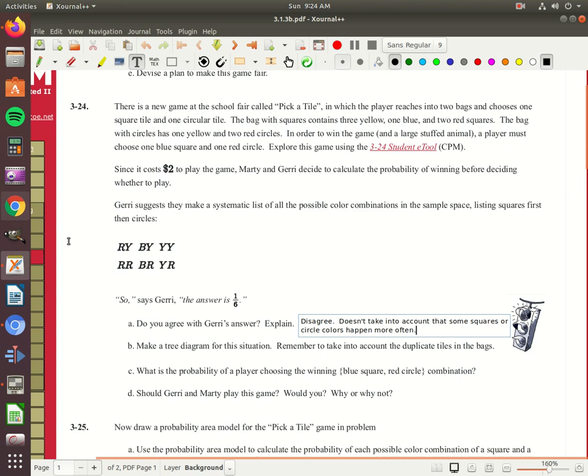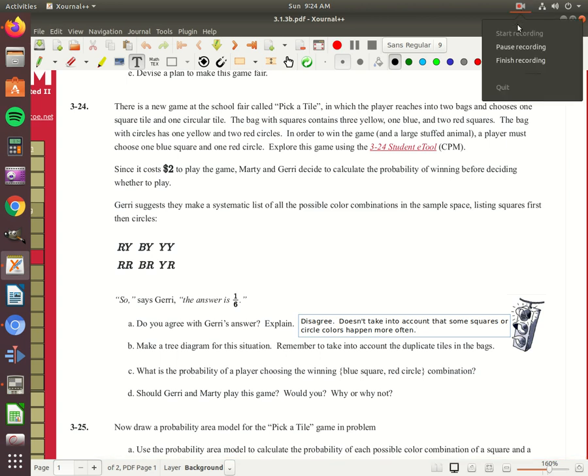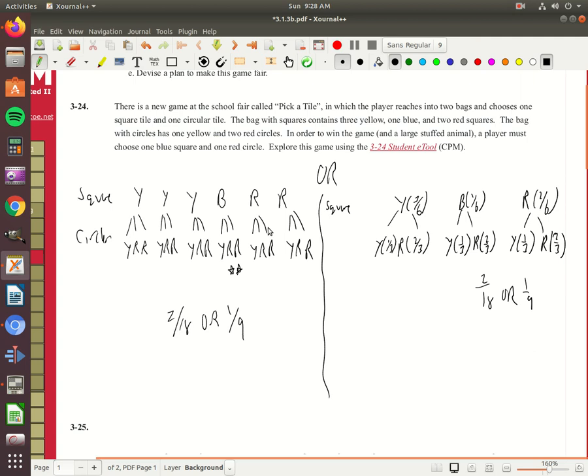So it says make a tree diagram for this situation. Remember to take into account the duplicate tiles in each bag. So this is going to be kind of interesting because I'm going to make two of them, and I'm going to pause this, but I want you to see the difference between the two. Two completely different tree diagrams, but you can see they both have the same odds of winning. Again, to win, you need to get a blue square and then a red circle.